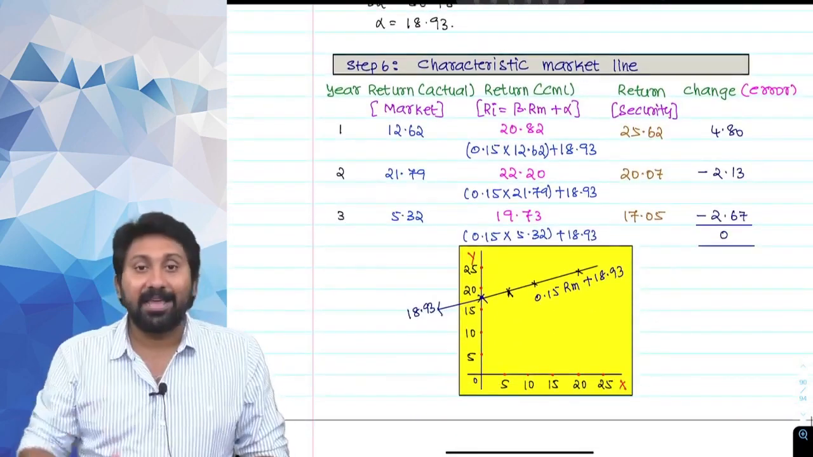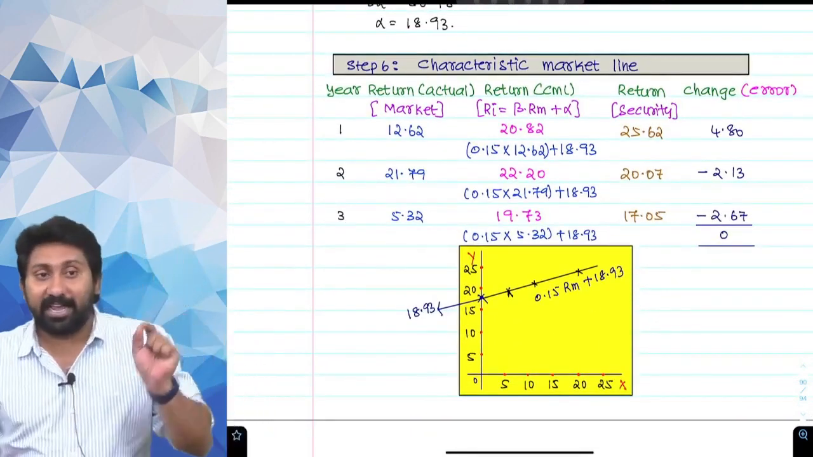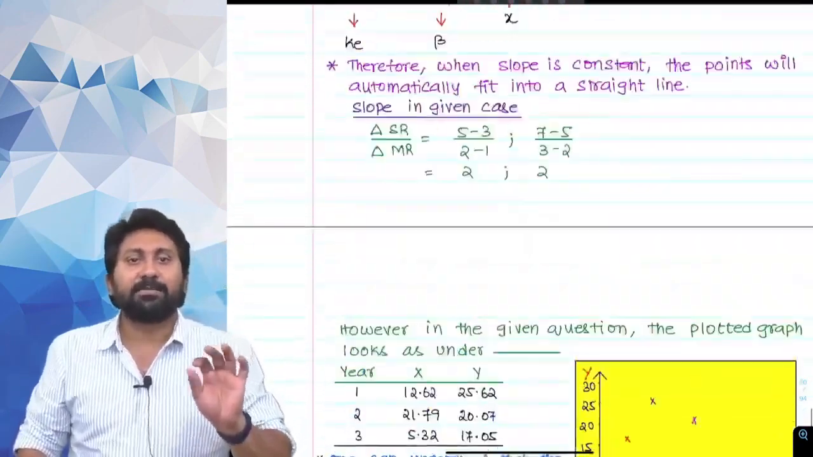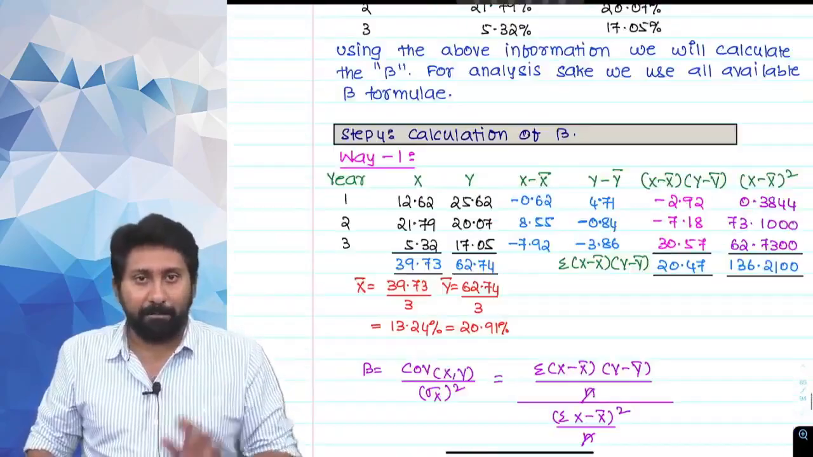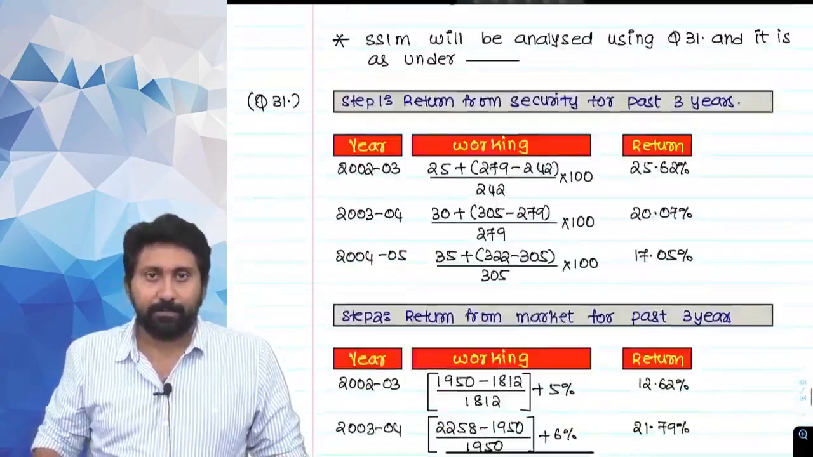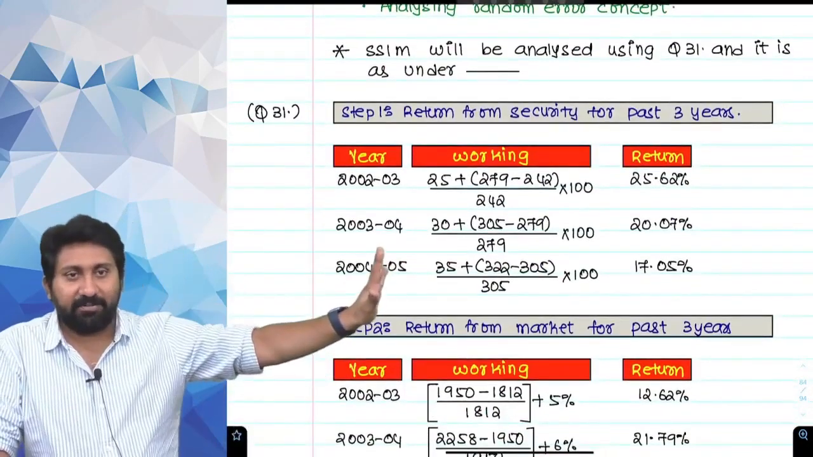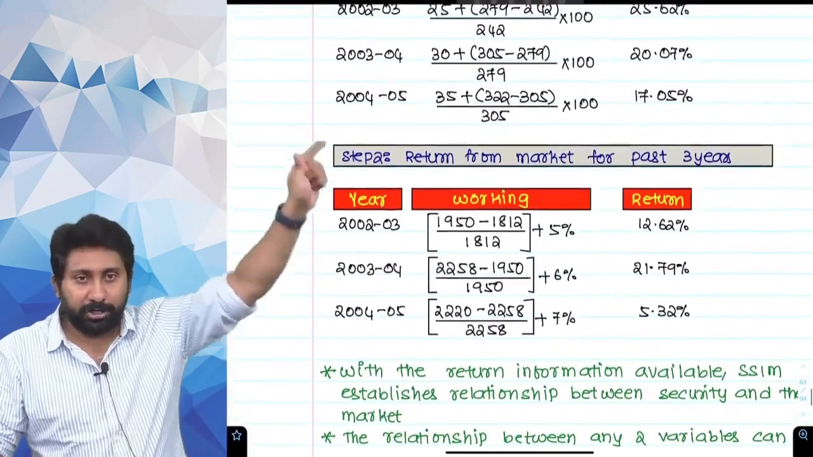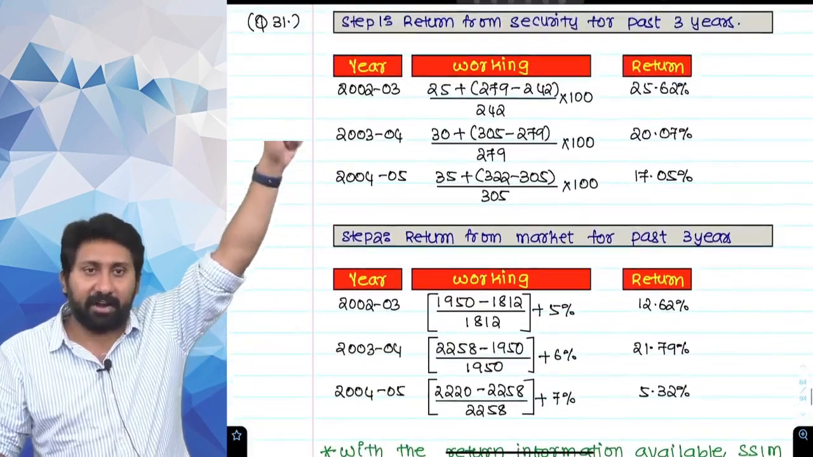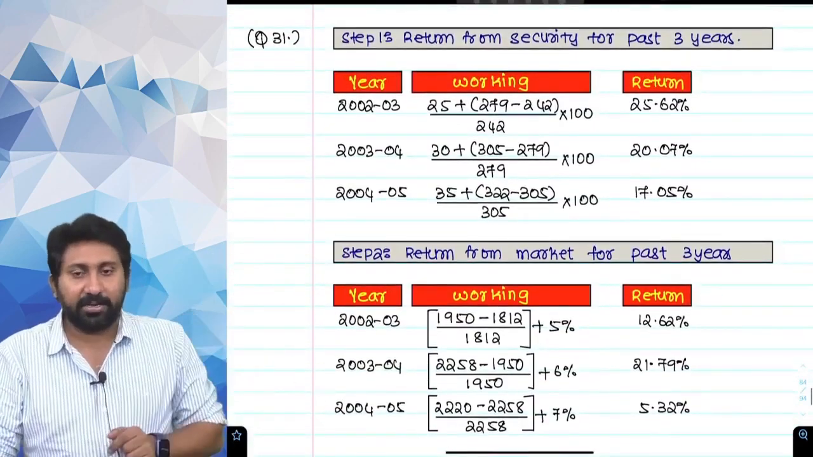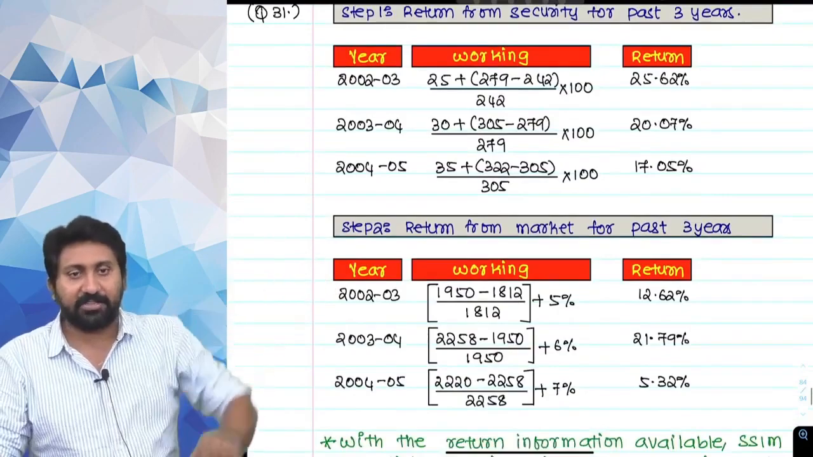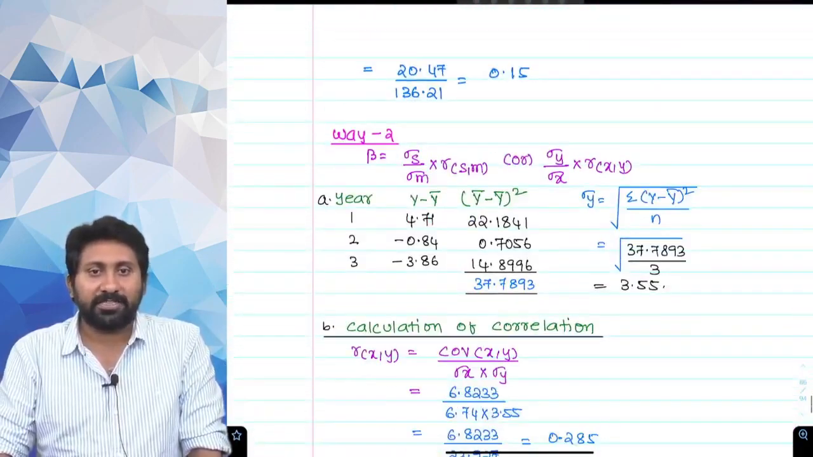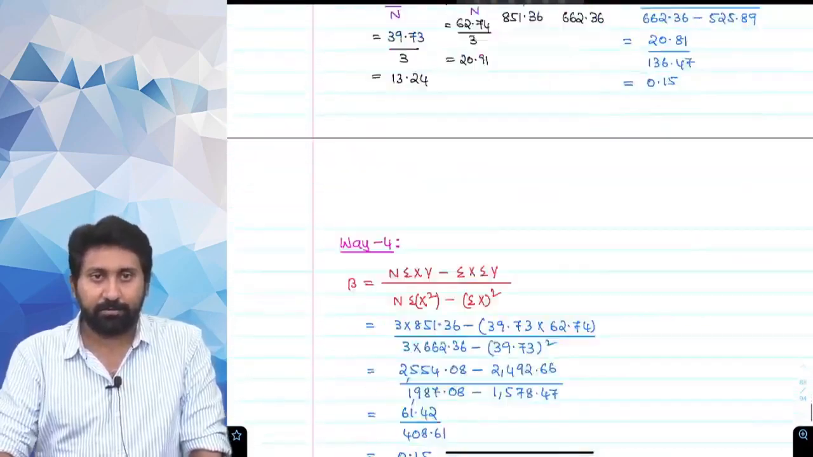Now starts the characteristic market line equation. Very, very important from the exam point of view. Sir, in exams, what I have to do? I will come back just for reference sake. First, this is the first prima facie calculation here. Step 1. Okay. Next, you need to do step 2. Step 1 is security returns, and market returns for the 3 years. Over. Using this information, you first calculate this one.